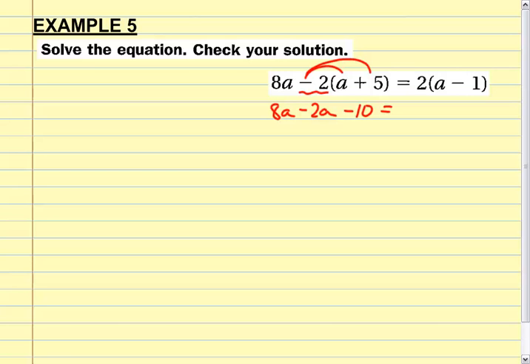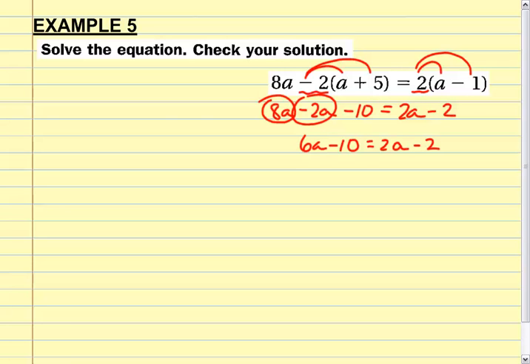Is equal to, and I've got some multiplication over here to do as well. 2 times a is 2a. 2 times -1 is -2. All right. Now, I'm not done simplifying because I have 8a minus 2a gives me 6a minus 10 is equal to 2a minus 2. Now, I think that's all that I can do on each side.